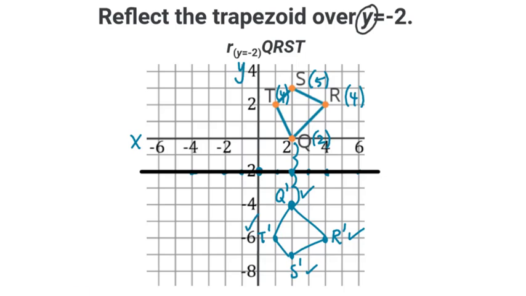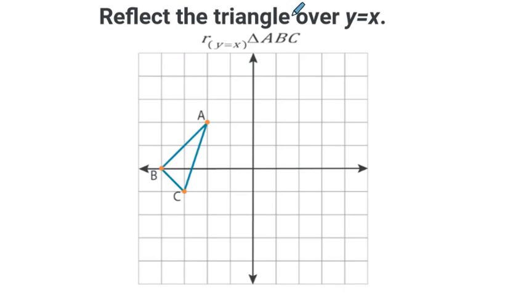Our next question, we are going to reflect the triangle over the line y equals x. Again, in this notation, it's lowercase r, y equals x. This is the line to reflect it over, and this is the triangle ABC.